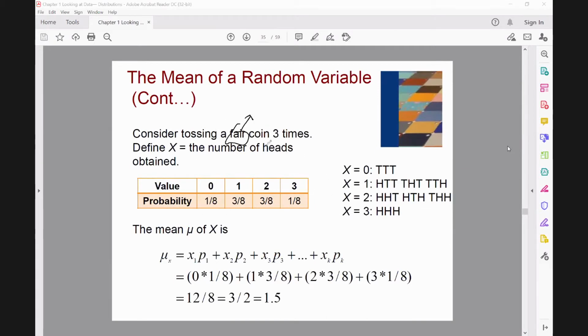Then this is the distribution. The method is very simple: we multiply 0 by 1/8, 1 by 3/8, 2 by 3/8, 3 by 1/8, and then we sum. Here we are going to sum 4 values, because we have x1, x2, x3, and x4. Then we have the sum of 4 expressions.